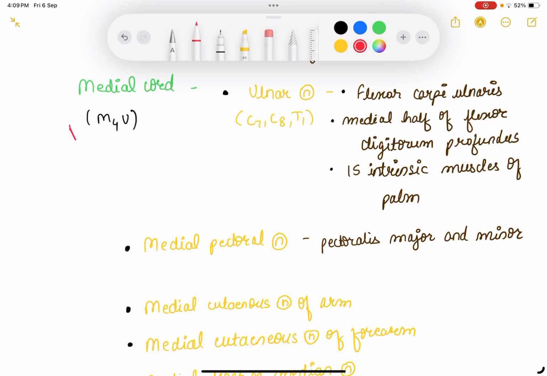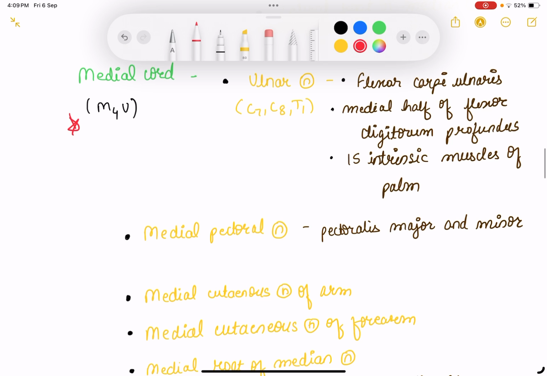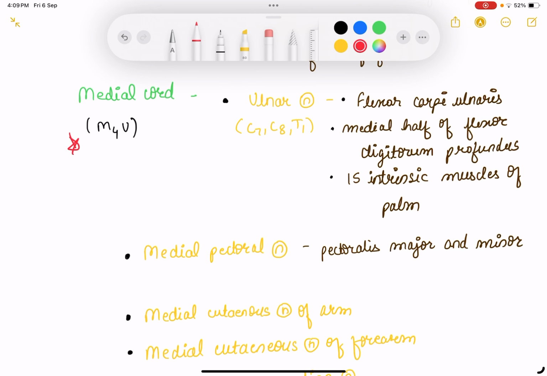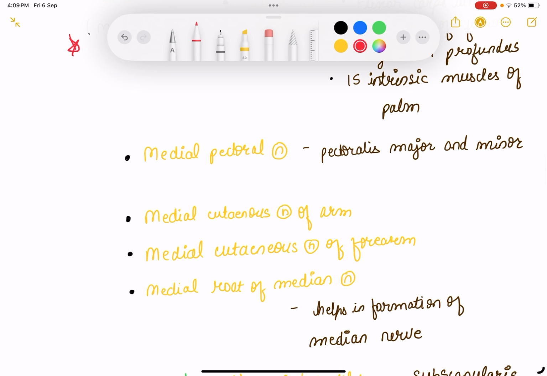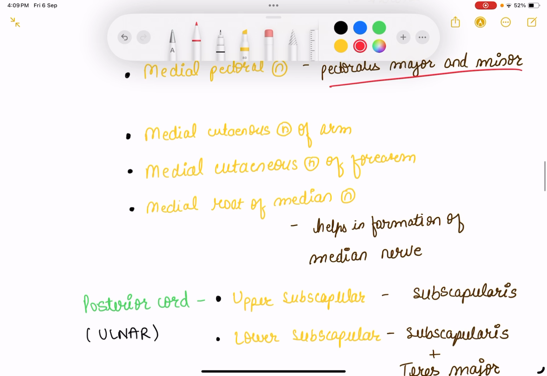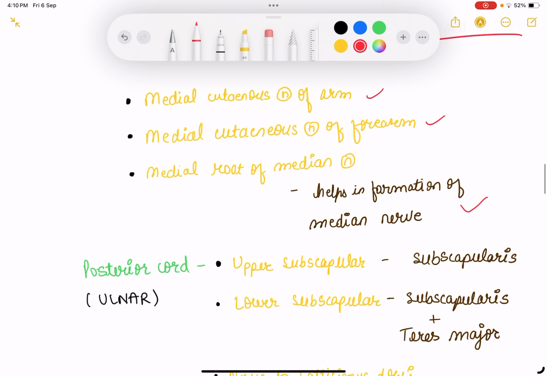Now let us discuss the branches of the medial cord. The mnemonic is M4U. The ulnar nerve supplies the flexor carpi ulnaris, medial half of flexor digitorum profundus, and 15 intrinsic muscles of the palm. Then we have the medial pectoral nerve, which supplies pectoralis major and minor. Then we have the medial cutaneous nerve of arm, medial cutaneous nerve of forearm, and medial root of median nerve, which helps in the formation of median nerve.